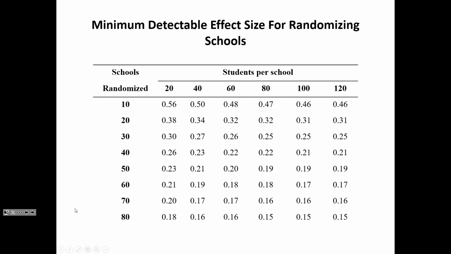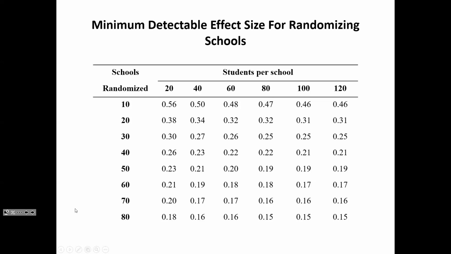Follow the logic? Okay. But if I had 120 students per school and I still only have 10 schools randomized to treatment and control, the minimum detectable effect size would be 0.46. But what do you notice when you go along here? It gets smaller, but it doesn't get a lot smaller, does it? It seems like it's kind of bottoming out at 0.46. Whether I have 100 or 120 students per school, my minimum detectable effect size is the same.